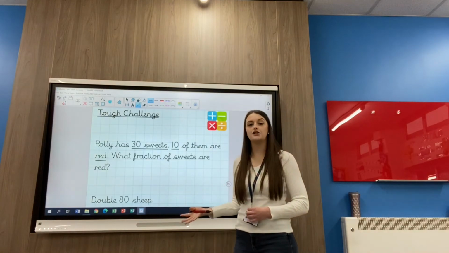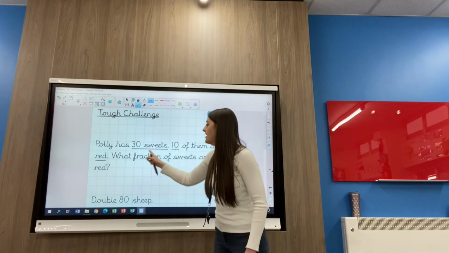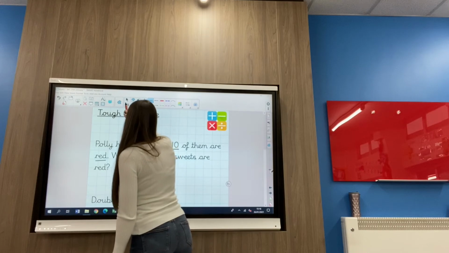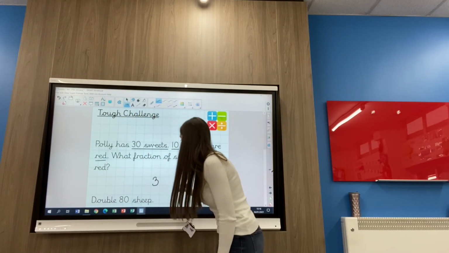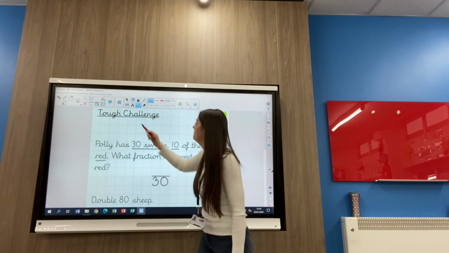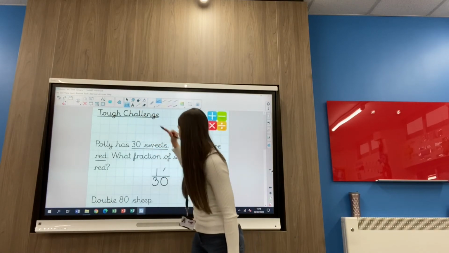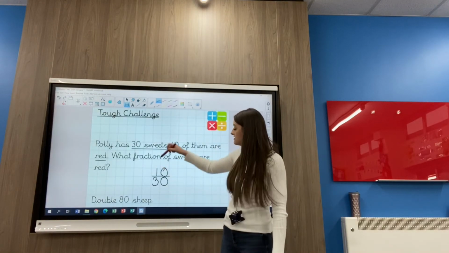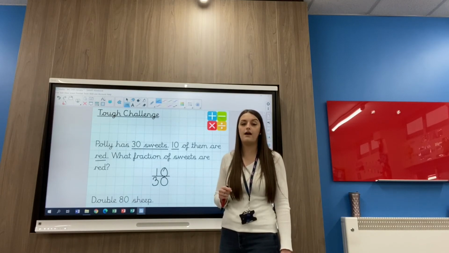Now we know a fraction is part of a whole. So the whole thing that Polly has got, she's got 30 sweets altogether. So if I'm going to write this as a fraction, my denominator, she's got 30 sweets altogether, but only 10 of them are red. So if I wrote that as a fraction, I've got 10 out of 30 because 10 out of her 30 sweets are red.